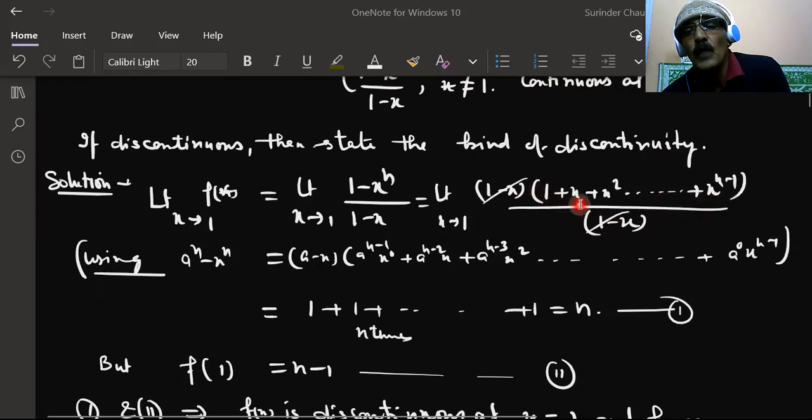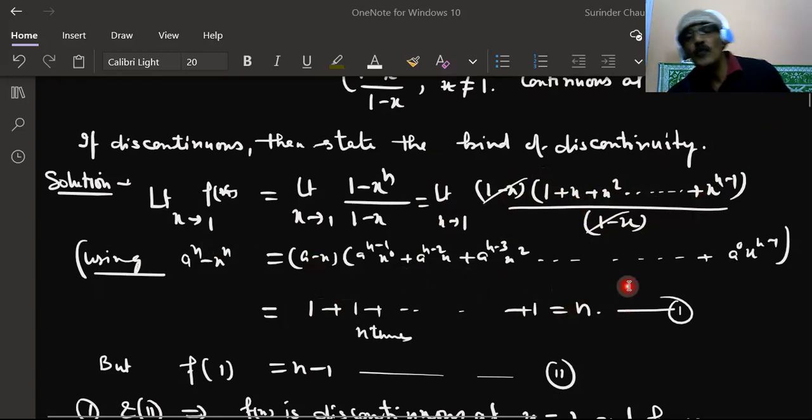The limit as x approaches 1 of a polynomial function is the value itself. Now replace x by 1. This is 1 plus 1 plus 1 and so on. How many times? From 1 to n, so there are n terms. So 1 plus 1 plus, repeated n times, will be equal to n.